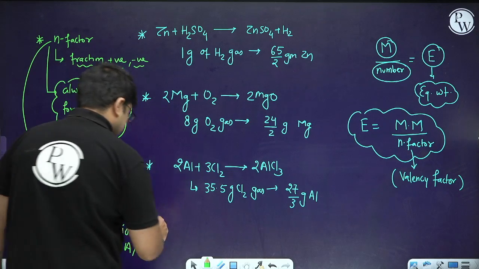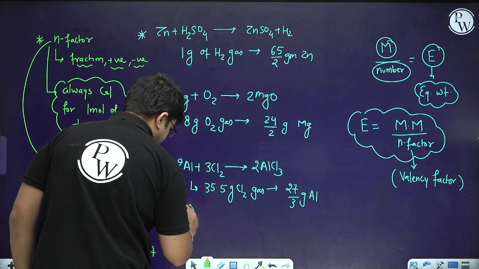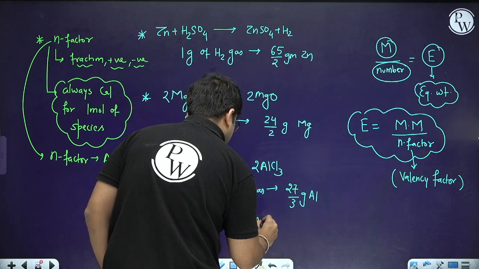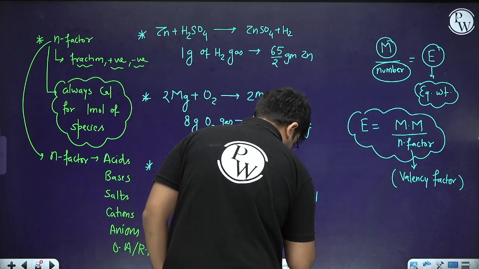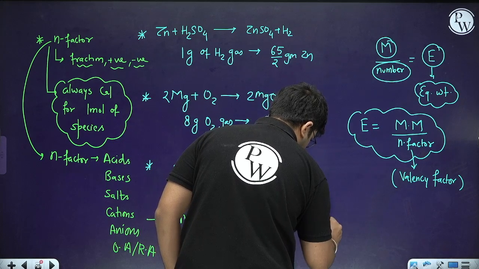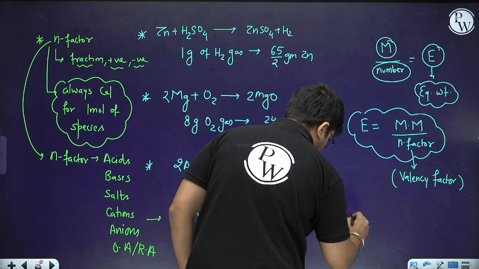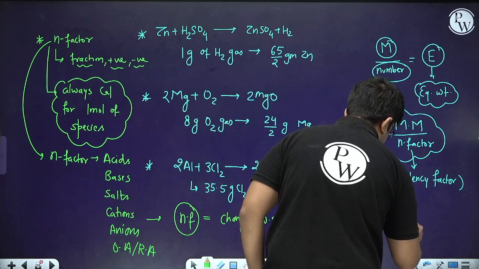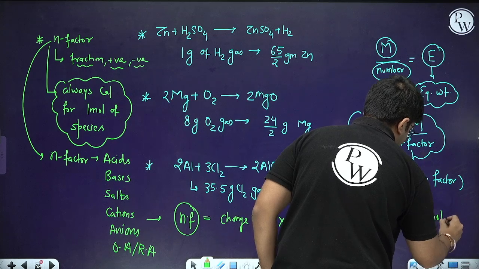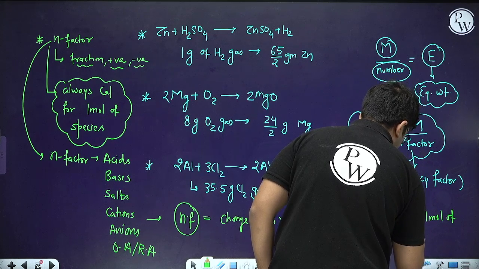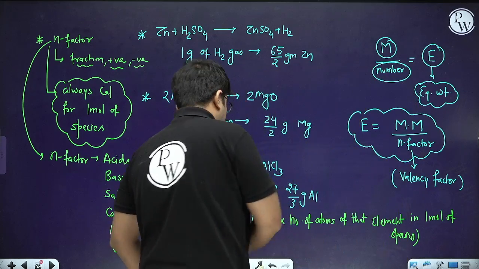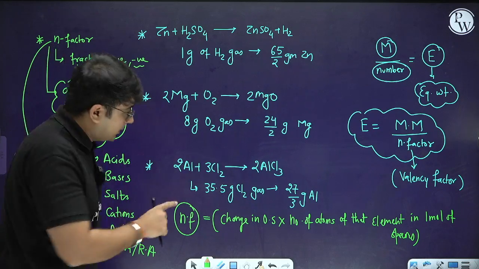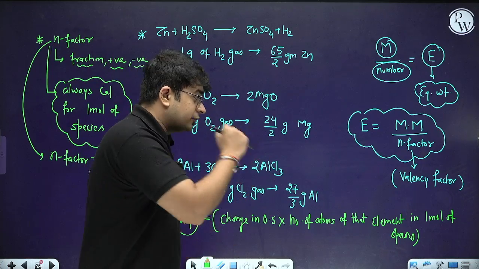In that case, n factor is basically the change in oxidation state multiplied by the number of atoms of that element in 1 mole of species. Okay, so that's the only thing. First of all, what is the change in the oxidation state of that particular element multiplied by the number of atoms of that element in 1 mole of the species.